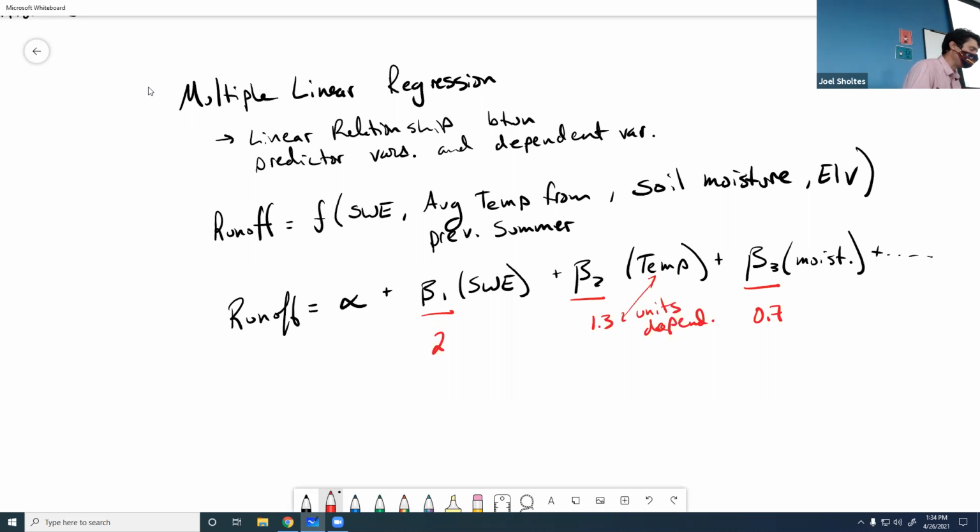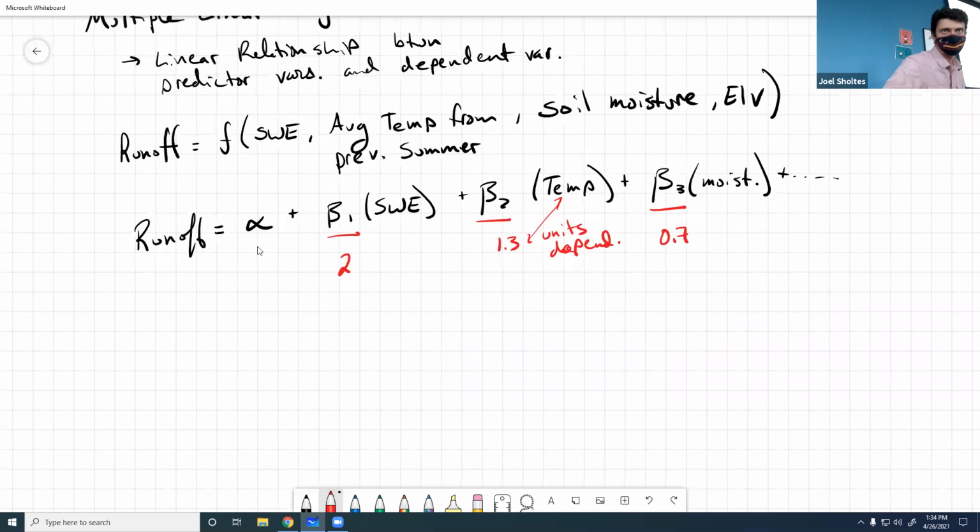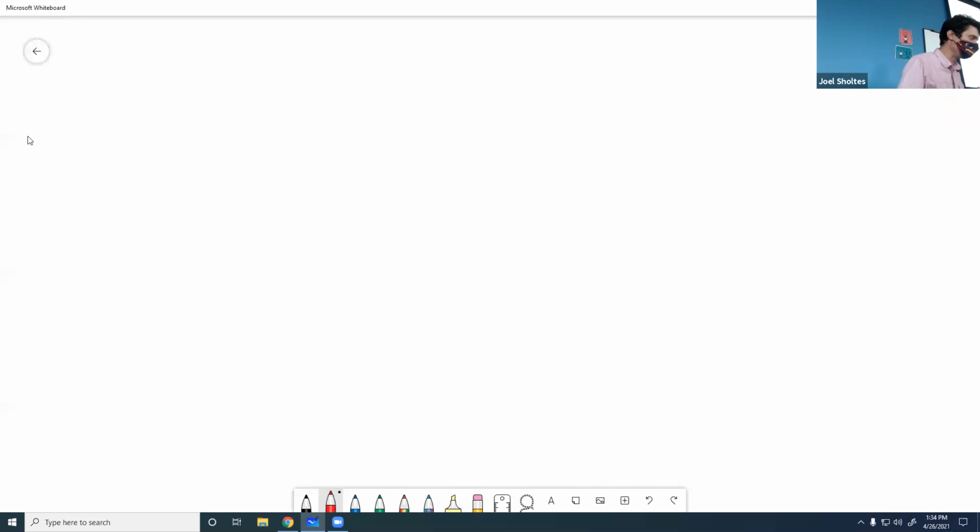So that's what a multiple linear regression would look like, and we'll get into interpreting statistics and stuff, but it'll actually tell you if this coefficient is statistically significant. And then the last type of regression that I'll talk about, there's a bazillion of them, is nonlinear regression.